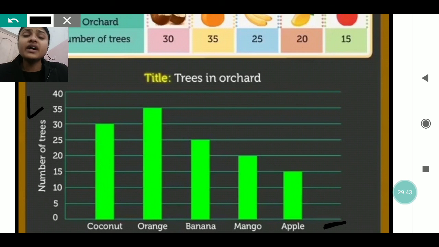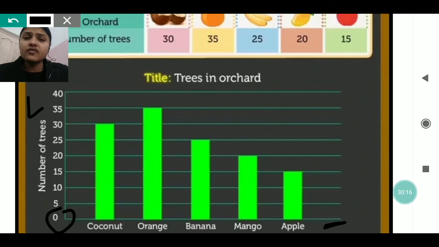You can see from 30 we will start. From 30 it is going to 35, then 25, then 20 and 15. It means the difference between each of them is 5. So we will write the numbers like 40, 35, 30, 25, 20, 15, 10, 5, the multiples of 5. After writing that, we will write 0 at the corner, and then the numbers accordingly.